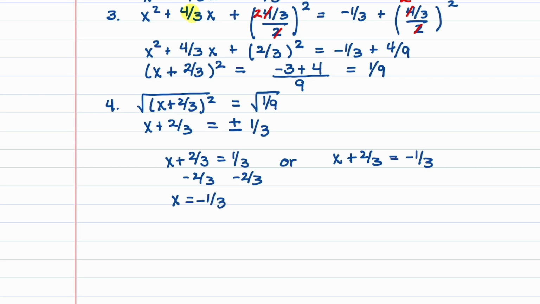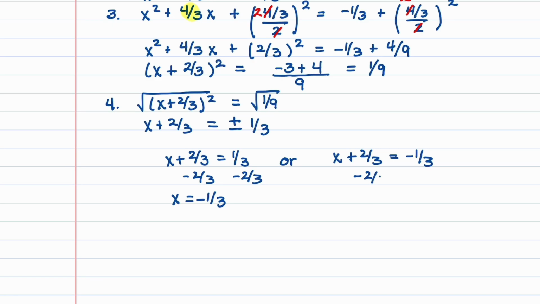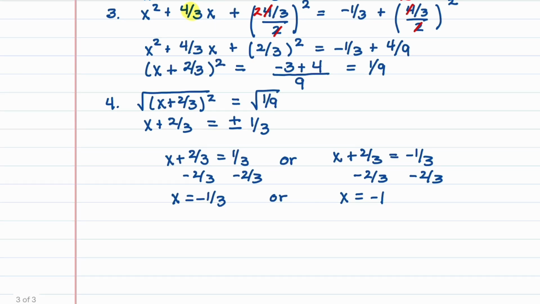And then on the right, we're also going to subtract 2/3 from each side. And we end up with x is equal to minus 1. And we'll put an "or" there. Our final solutions are x is equal to minus 1/3 or x is equal to minus 1.